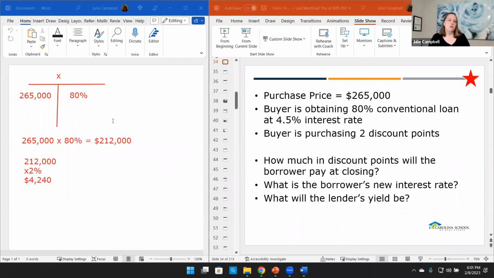When we get into unit 21, we're going to see buyers have lots of debits. Sellers have a few debits. Buyers have some credits. Sellers have some debits. So we're going to break these down. But that $4,240 is going to be a debit to the buyer for their prepaid interest, discount points. Questions on that? $4,240 debit to the buyer for discount points.